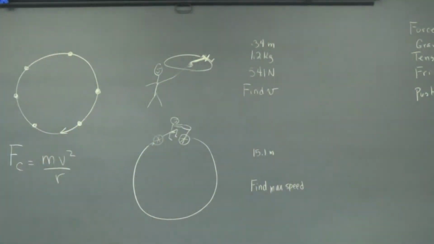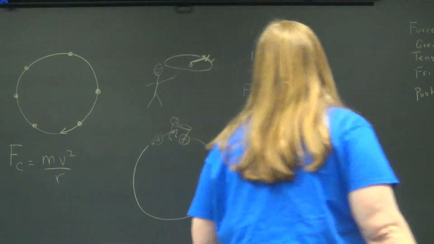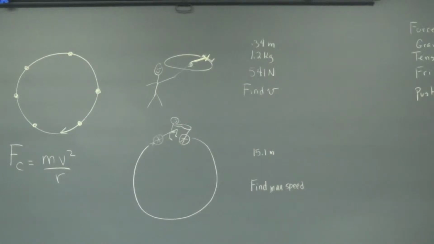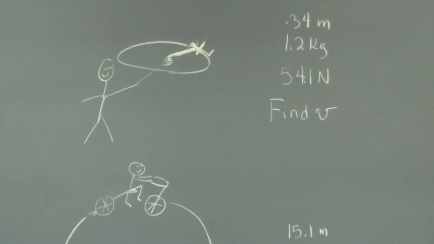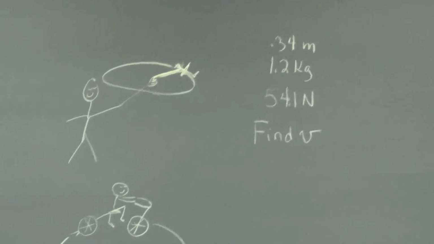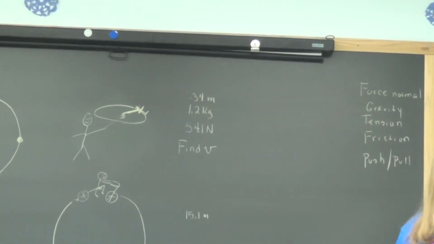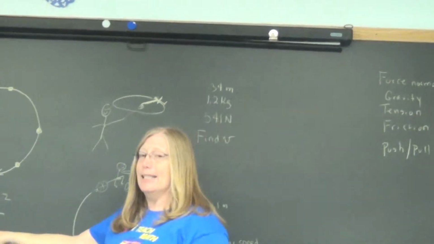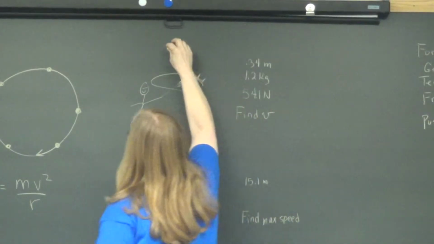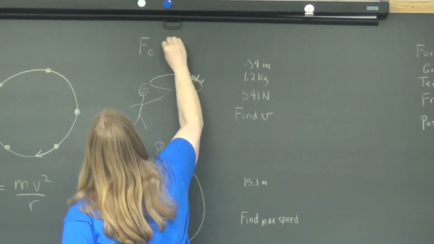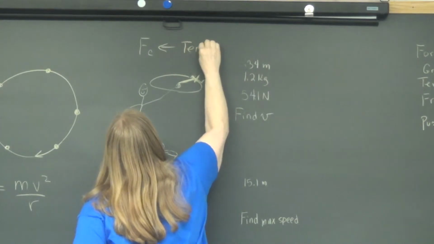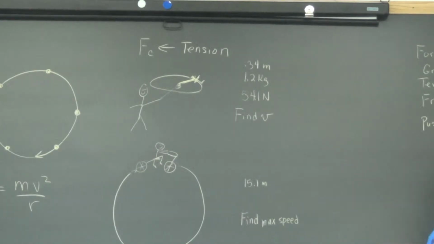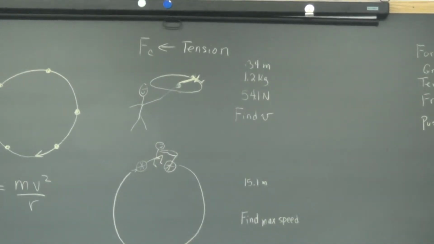String. The string. All right, so we've got a string that is connected from the hand to the toy that's being spun, or the object being spun. So which of these are we dealing with when we have a string? Which from our list? String and tension. So the force centripetal in this scenario is provided by tension. It's not like force centripetal is a new force. It's an old force used in this way. So tension is the force centripetal.